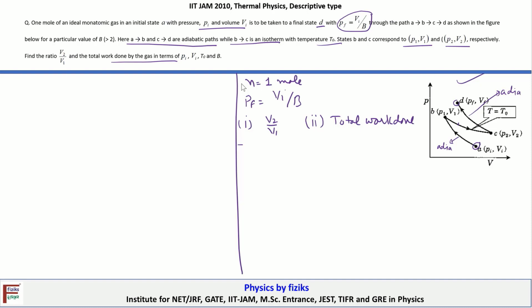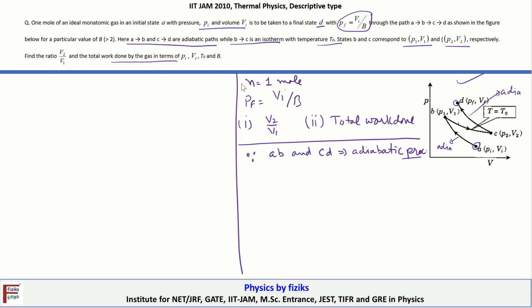So we will continue with the determination of V2 by V1. We will start developing our solution with the given information. It's given that processes AB and CD are adiabatic in nature. That means the relationship that connects the two equilibrium states in an adiabatic process is that P V power gamma is constant for those two states.